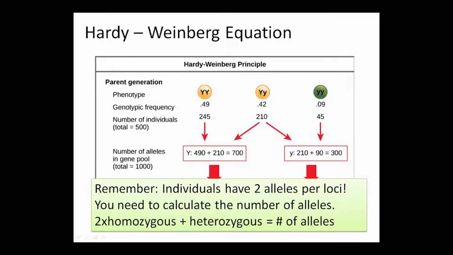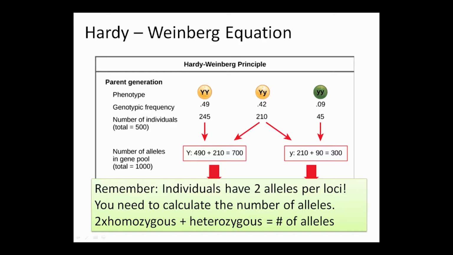So looking at this data, what I want you to notice is, remember, you have 2 alleles per loci. If you are given the total number of individuals, you can calculate P and Q directly. You have to remember that everybody has 2 alleles per loci, so the number of individuals you have must be doubled. So in this population, we have 500 individuals, but we have 1,000 alleles. So to count my dominant Y, I have to take those that are homozygous for dominant Y and multiply that by 2. So 245 times 2 gives me 490.